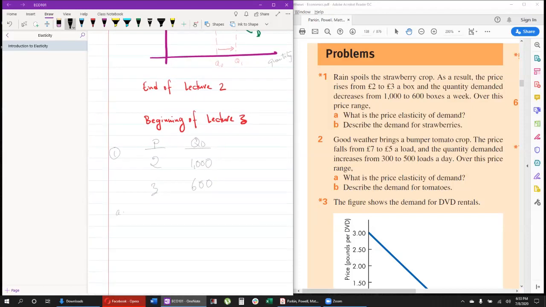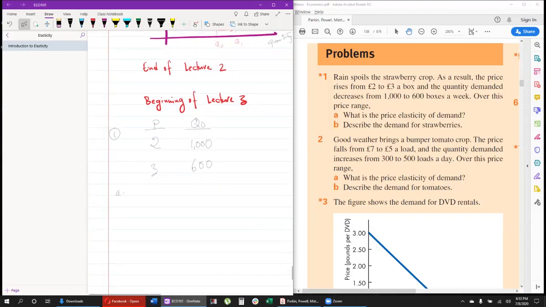So part A, what is the price elasticity of demand? Okay, so PED is equal to... what I am going to request you guys is, I'm going to solve this right now, but you can pause the video and try to solve this yourself, and then of course you can come back and see me solve it.